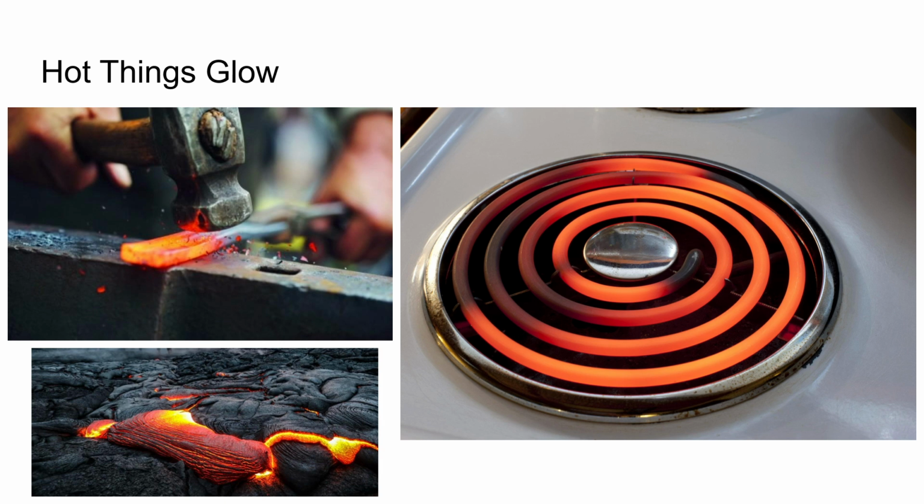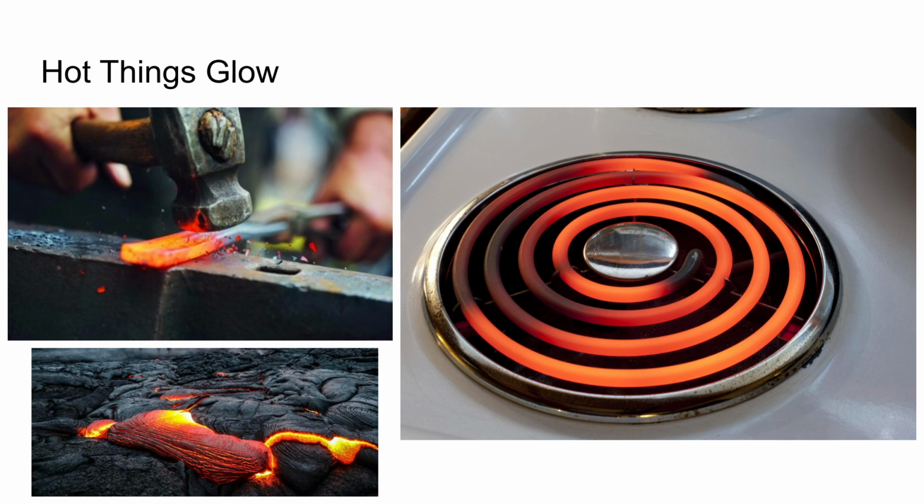The coil on your stove, the metal coil, the iron poker, the rock, these are not things that emit light. But because they're so very, very hot, they start to glow. They start to emit light. And the hotter they get, the more the character of that light changes.